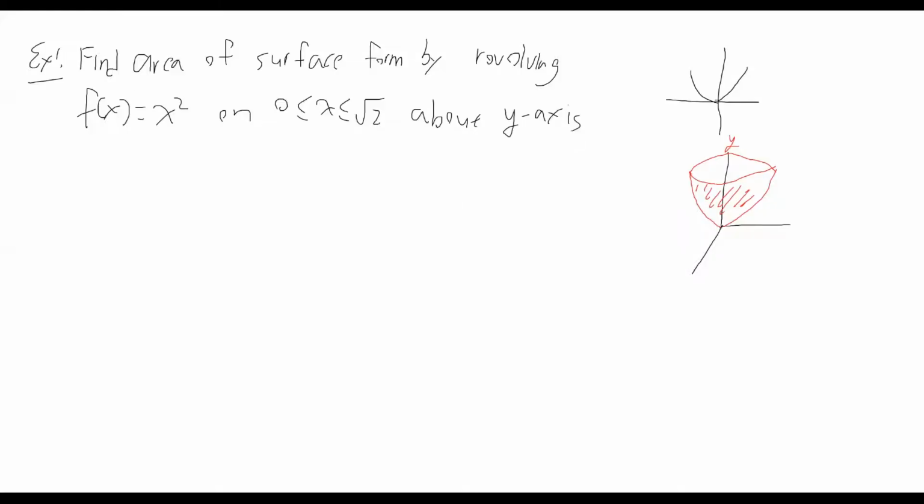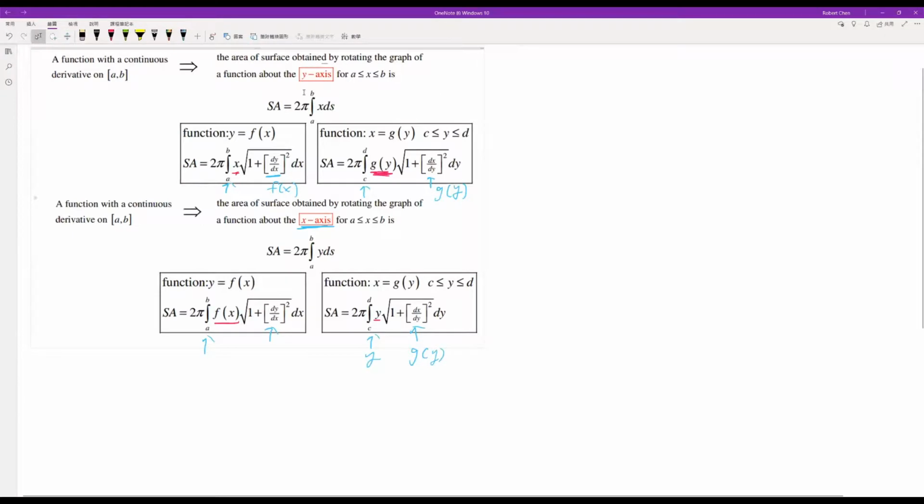All right, so let's look at our first example. We want to find the area of surface revolution formed by revolving function f of x equal to x squared, x between 0 and root 2, about the y-axis. Okay, so we have a function in terms of x, and we want to revolve it around the y-axis. Let's see which formula we need to use. First, we are revolving about the y-axis, and we are given the function f of x, right? So we will be using the first one right here.